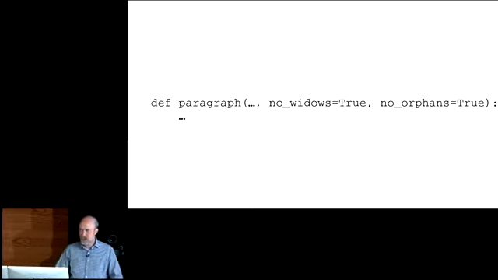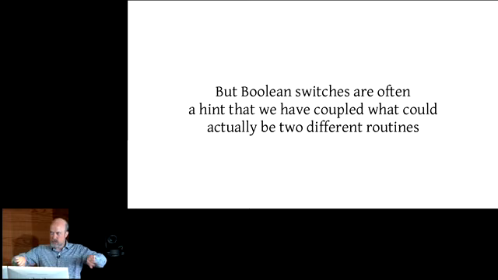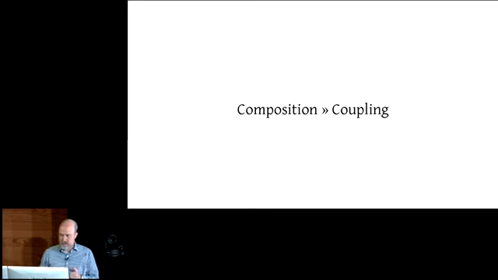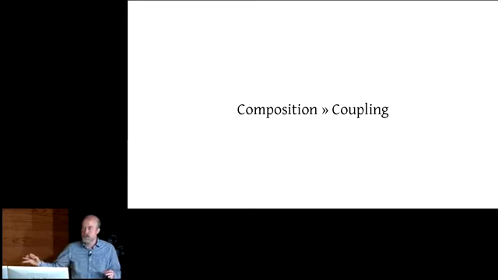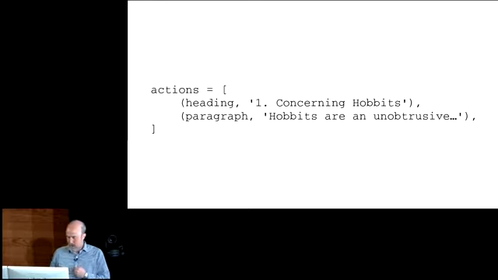Well, I had to start adding Boolean options to the paragraph callable in order to turn on and off that outer level of if statements. But Boolean switches are often a hint that we have coupled what could actually be two different routines. Instead of stranding code inside of other code with a switch to turn it on and off, can you pull it out separately? Composition, when it's possible, is always to be preferred over coupling.